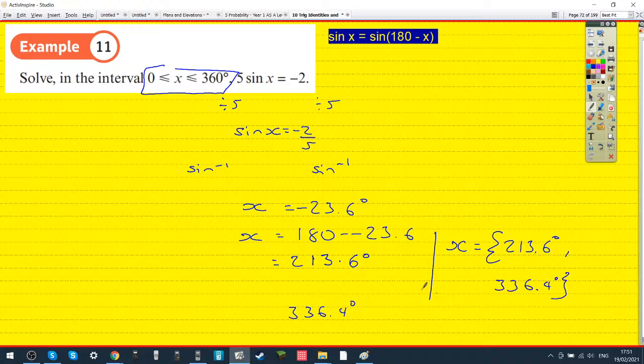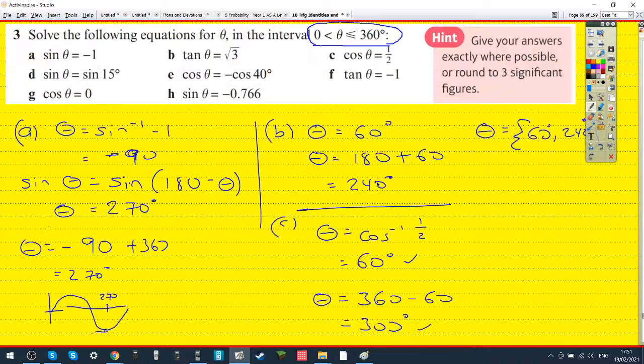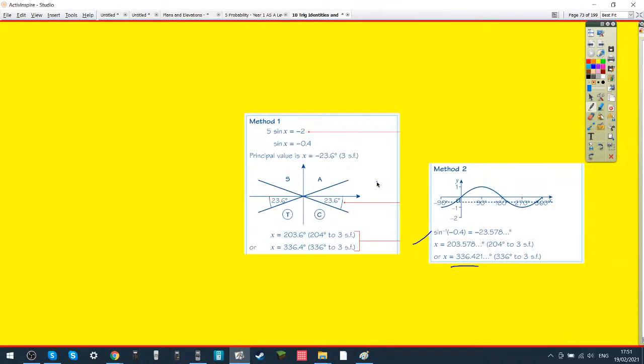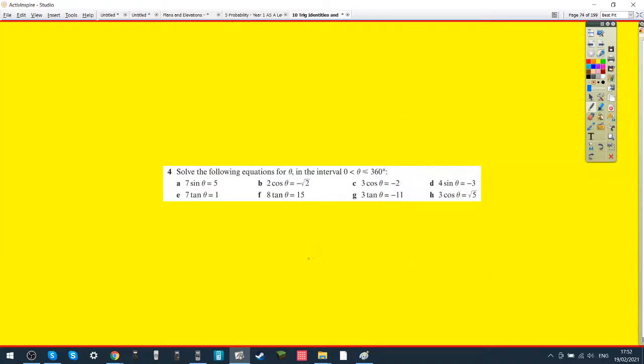And yeah, it's a circle. If I just go back to this angle, you could keep spinning this circle 360, 360, 360. There's an infinite number of solutions, and so they have to limit it between two things. 336.4 and 203.6. Great.